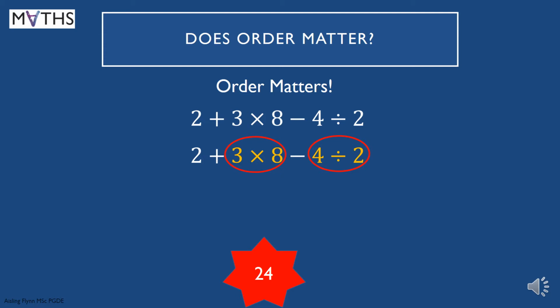Okay, so on the next line, we're going to put the result of those operations instead of them. So we get 2 plus 3 times 8 is 24, take away 4 divided by 2 is 2. Then if we put our positive numbers together, we get 26, take 2, and we get the answer 24.